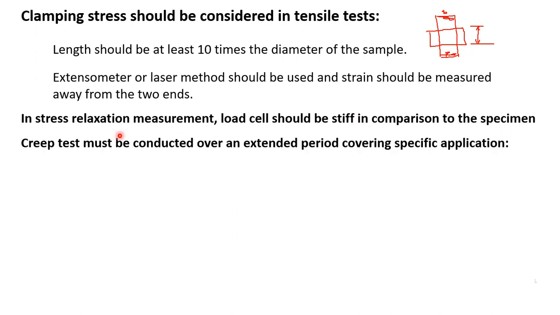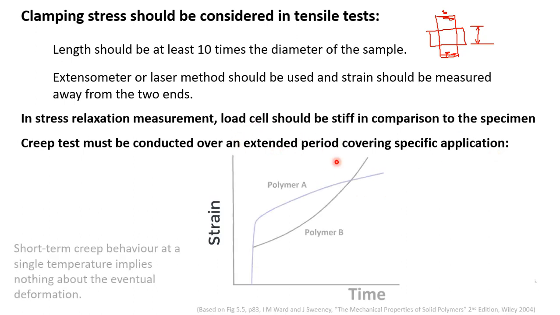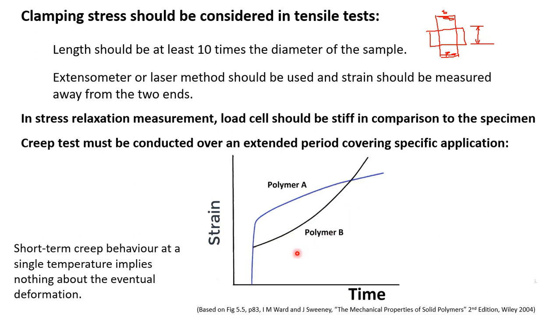Lastly, we will discuss this point. The creep test must be conducted over an extended period covering a specific application. So whatever application we are thinking about, for example, an application may be a continuous stress for a long time, or it can be an intermittent stress application. So based on the application, design application, we can decide about the period of test, because materials may behave differently for short term and for long term.